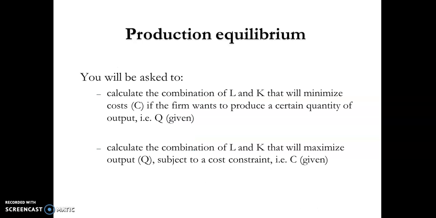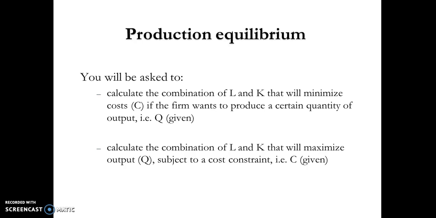So how will you be evaluated in ECO235? You could be asked to calculate the combination of labor and capital that you saw in the previous figure that will minimize cost, C, if the firm wants to produce a certain quantity of output. So here the output would be given, Q is given.